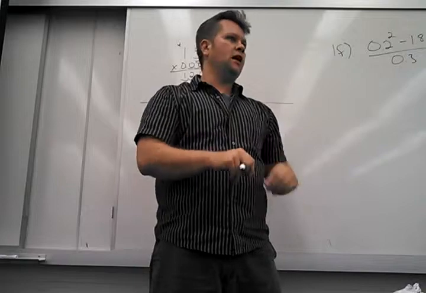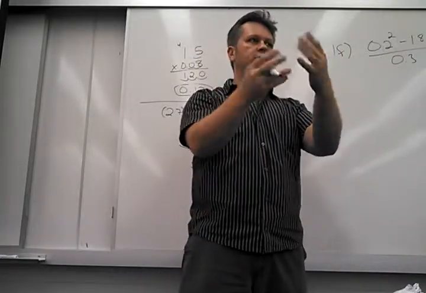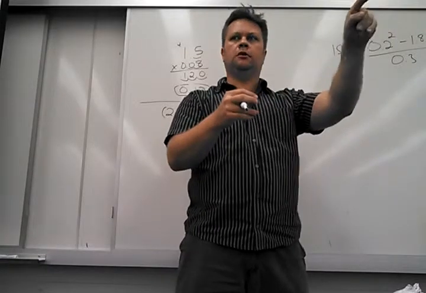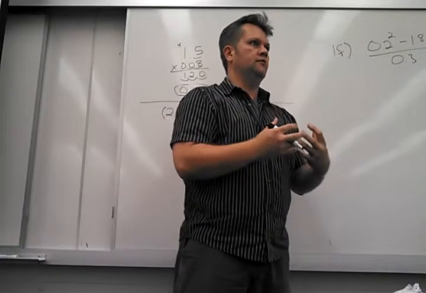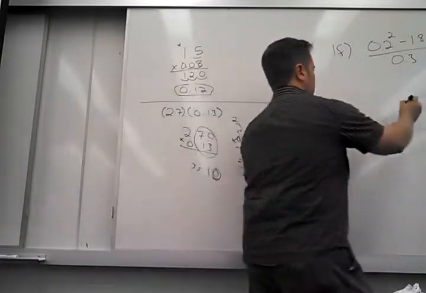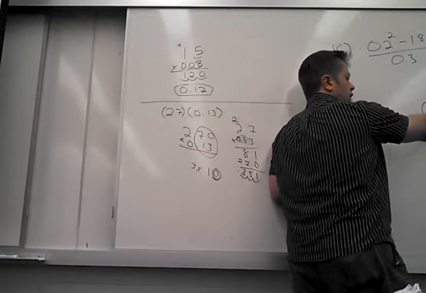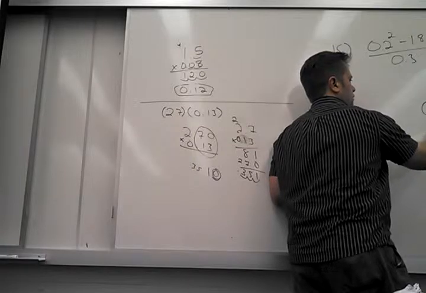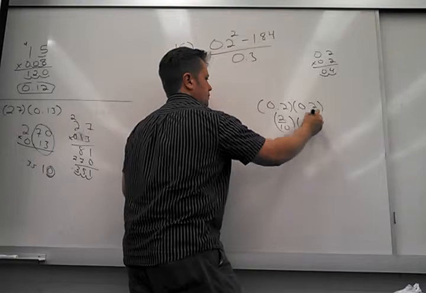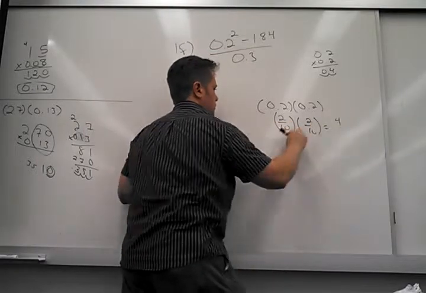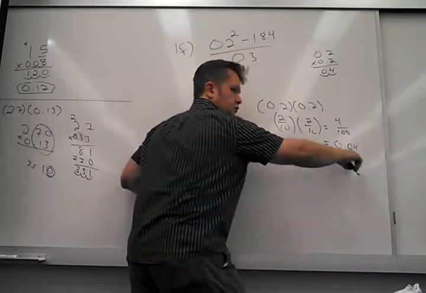0.2 times 0.2 is not 0.4. Because what do I do to 0.2 to make it 0.4? I double it. 2 times 0.2 would be 0.4. 0.2 times 0.2 should be smaller than that, right? In fact, if I really look at it and overanalyze it, like I sometimes do, how do you write that as a fraction? 2/10 times 2/10. 2 times 2? 4. 10 times 10? Hundreds. So wouldn't that be 4 hundredths?